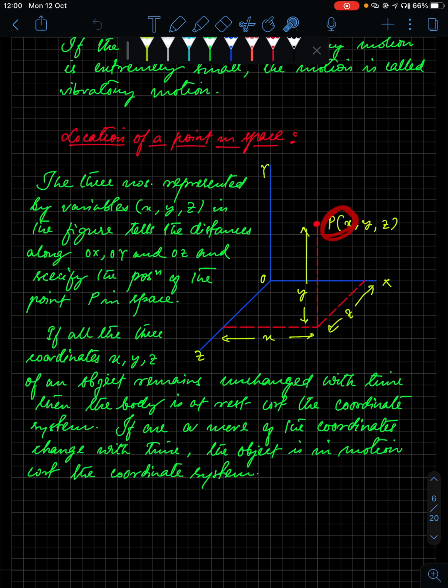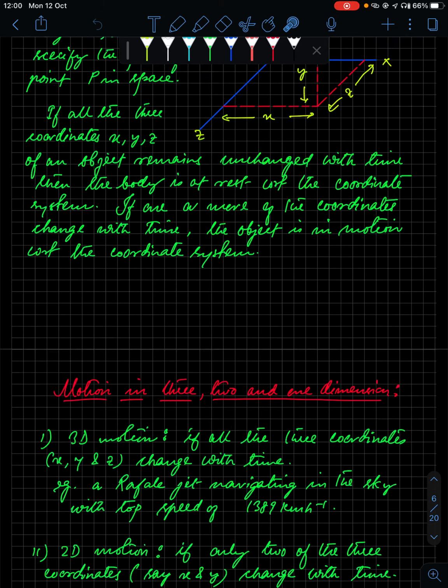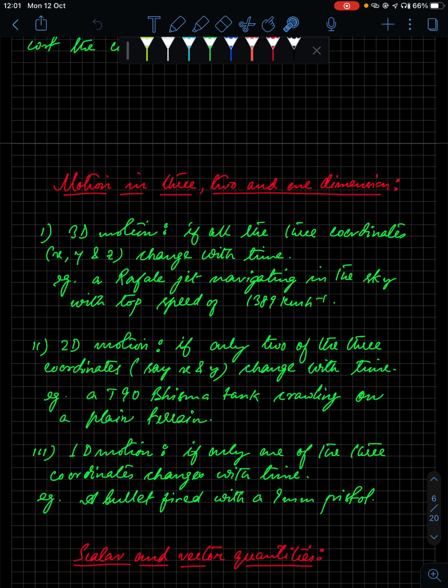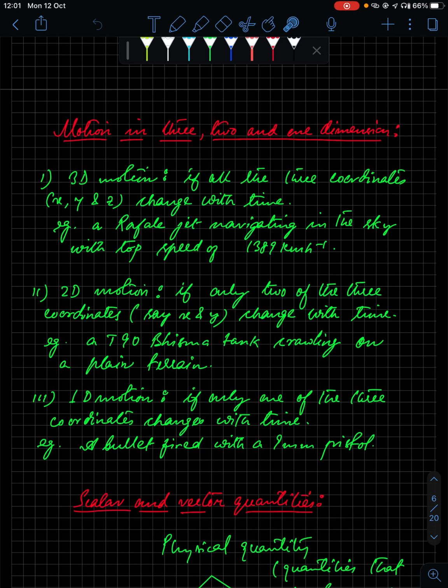If only the x coordinate changes, then you will say it is one dimension motion. If x and y coordinates change, it could be z and x also, you will call that two dimension motion. If all three x, y, and z coordinates change, you will call that three dimension motion, right? We live in a 3D world, right?